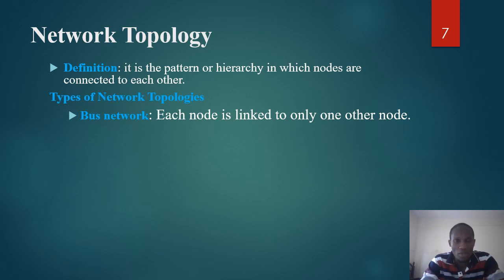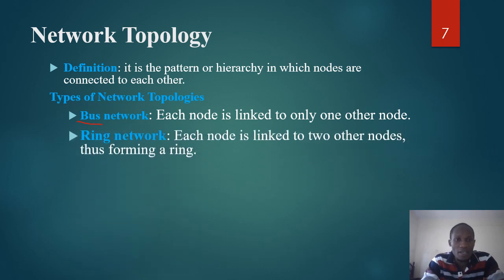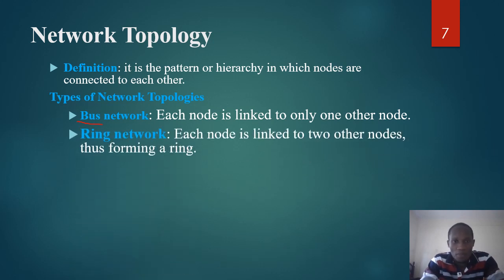we have several. We shall start with the bus network topology, where each node is linked to only one other node, and the communication only occurs through one single pathway that we refer to as what? As a bus. We shall look at the diagram representing this bus shortly. Next is the ring network, where each node is linked to two other nodes, thus forming a ring. So the computing devices are connected in such a way that the pattern formed is a ring.